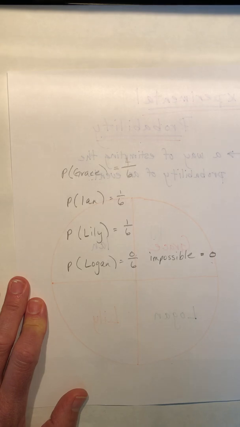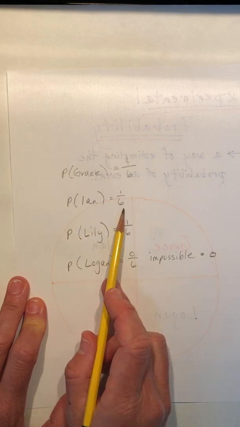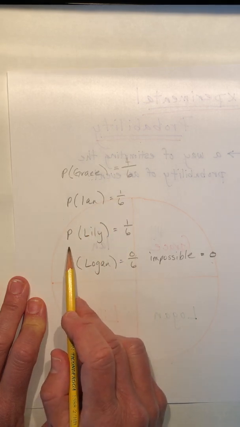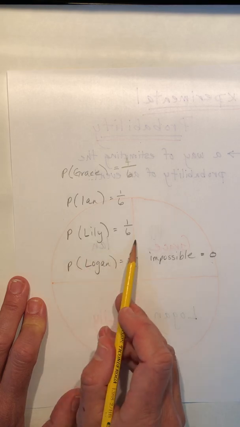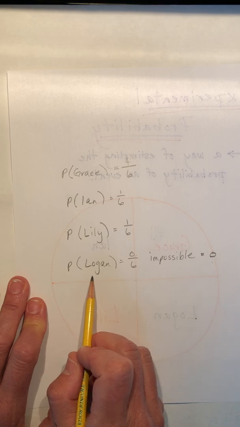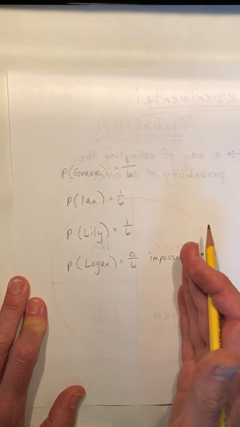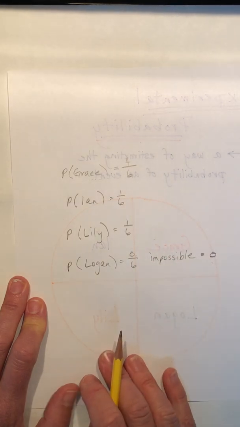So we say the experimental probability was 4 out of 6. The experimental probability of Ian was 1 out of 6. And the experimental probability of Lily was 1 out of 6. And the experimental probability of Logan was 0. So that's all experimental probability is.